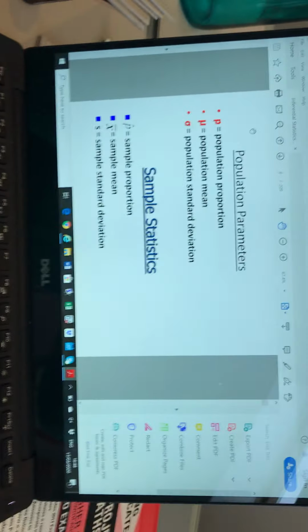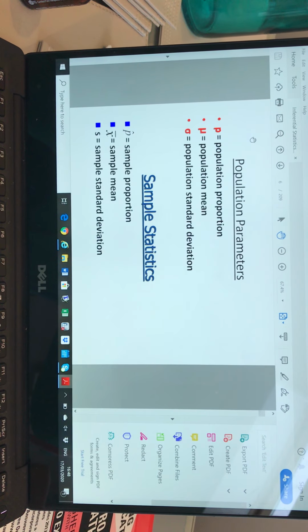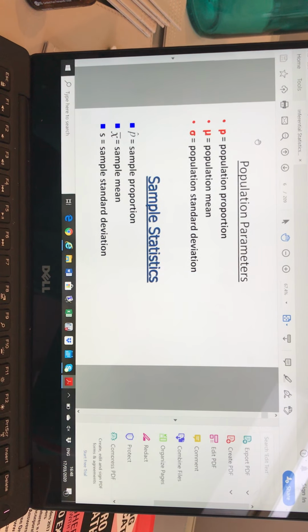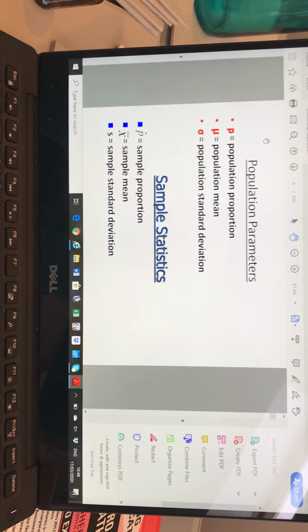Continuing on with our statistics, we had a quick look at these before. So you have your population parameters and your sample statistics. Very important that you understand what they mean, because we are going to be using those mostly out of laziness.